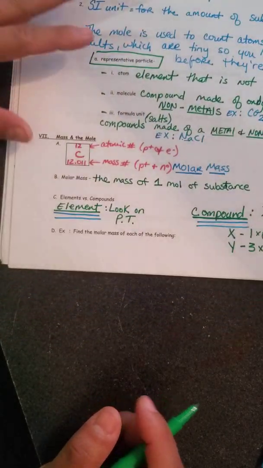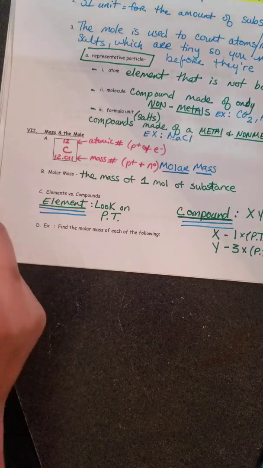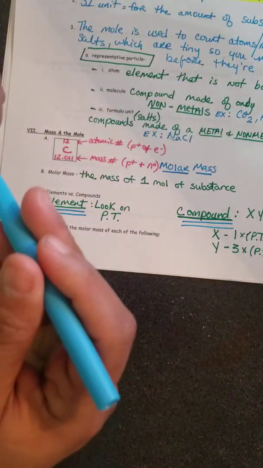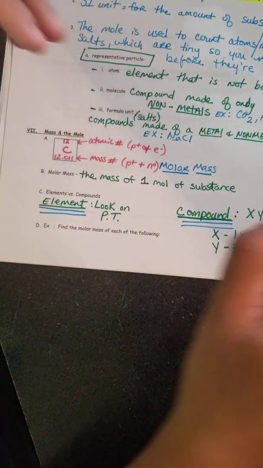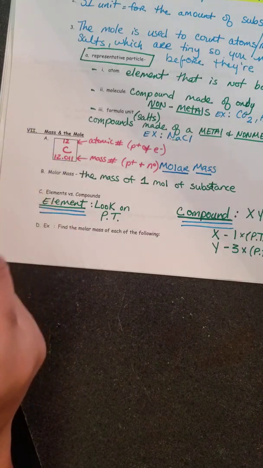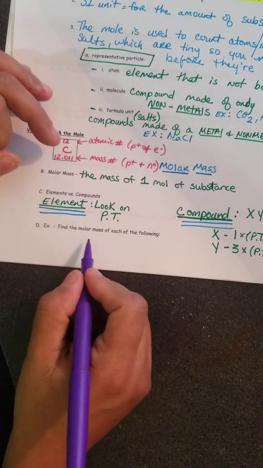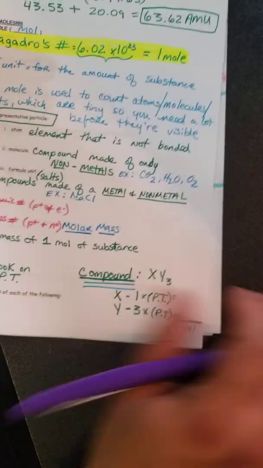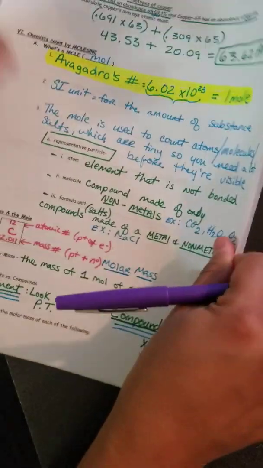So let's go ahead and do some practice over here. We want to practice a little bit of molar mass, I think we should. Okay? So, part over here. Find the molar mass of each of the following. Oh, let's turn the page so we can find. What else? What are we looking for?